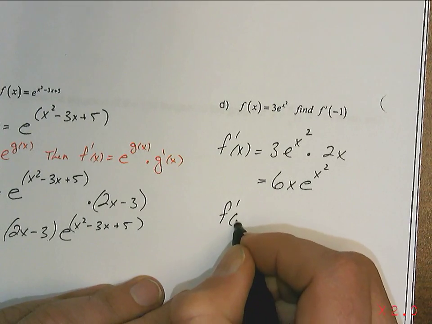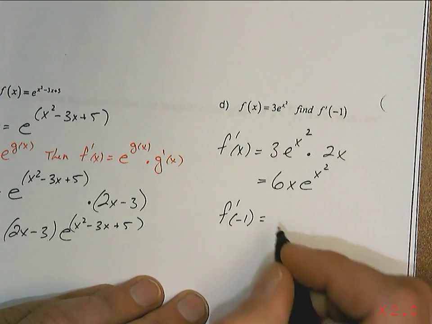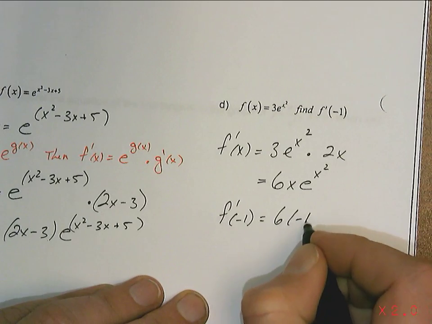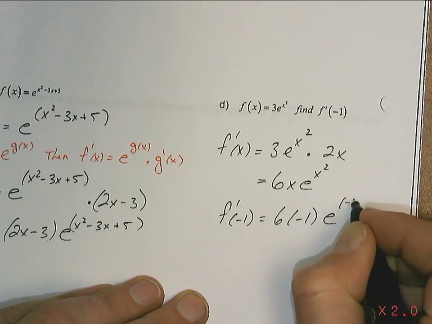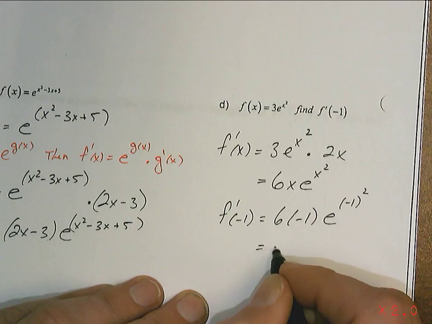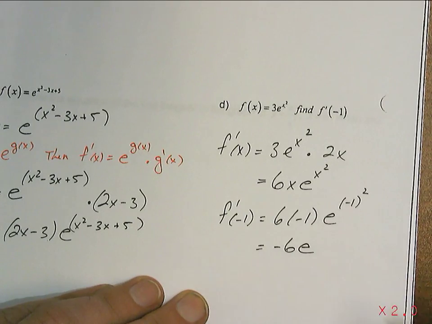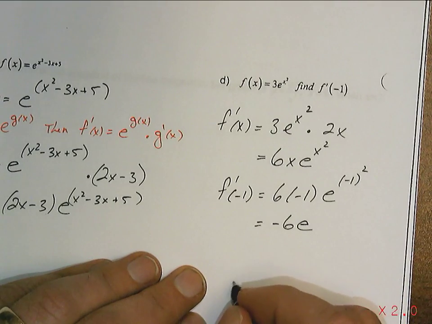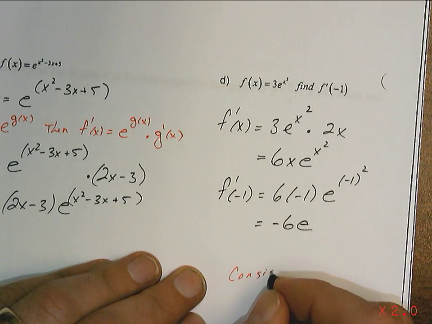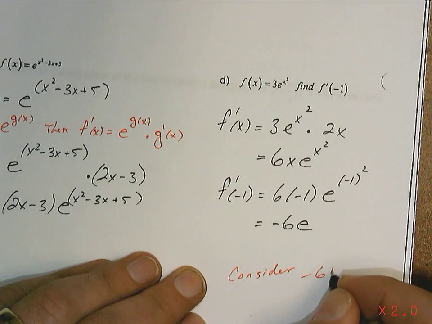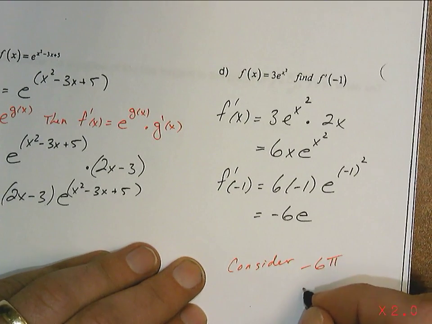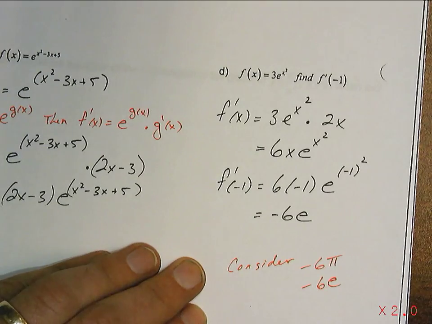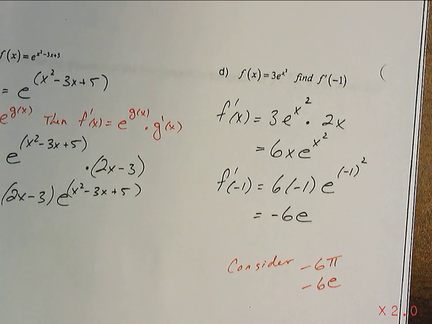Notice they want it at a particular value. They want it when x equals -1. So it's 6 times -1 times e to the -1 squared. So it's going to be -6e. I could put a little 1 there, but I don't have to. And that's your final answer. You have to get used to that. Just as the same as you might have had something like this. You could have had -6 pi. Well, guess what? You now have -6e. Okay, we'll stop there and then we'll do the last two examples.